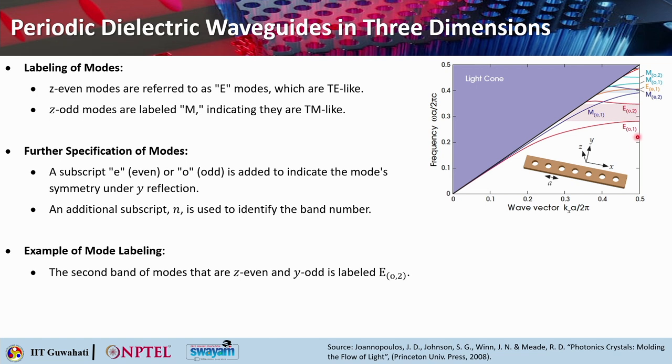For the evens you number them as 1, 2, and so on. For the odd, then for even, you again start from 1, 2, 3, and so on. So each type will have its own band numbers 1, 2, 3, and on. So the second band of modes that are z even, so it will have capital E, is y odd, so it will be o, and it is the second band, so it will be numbered as 2. This is how you can read this particular diagram.